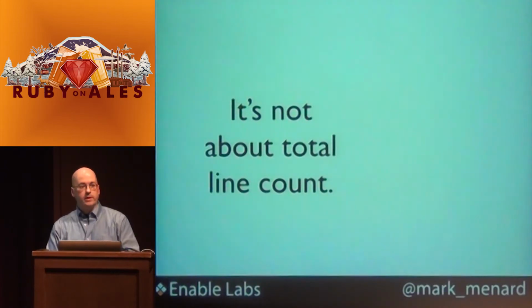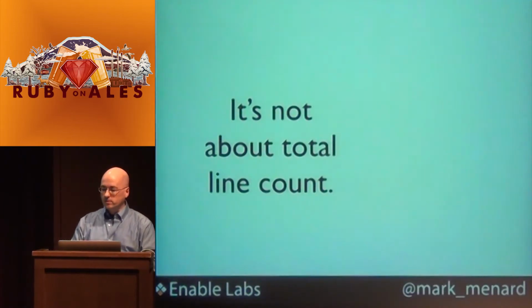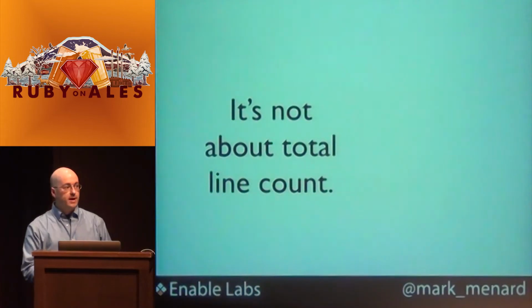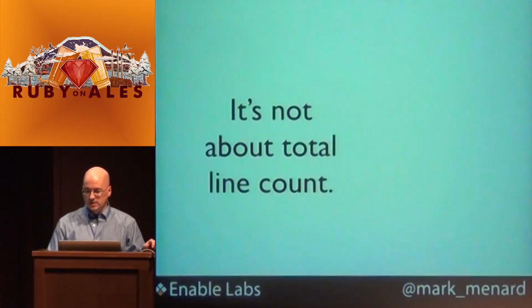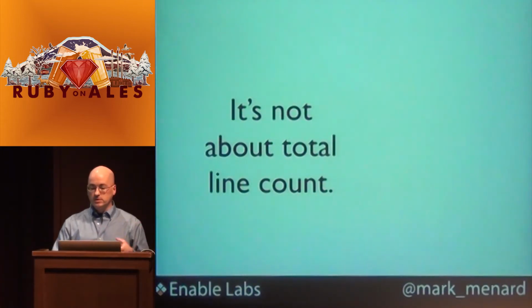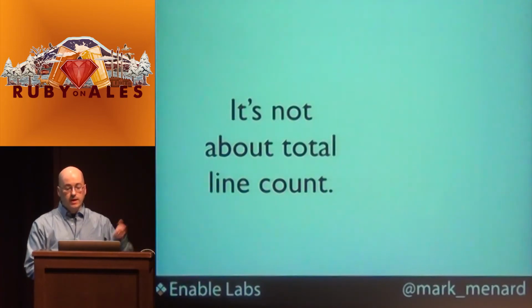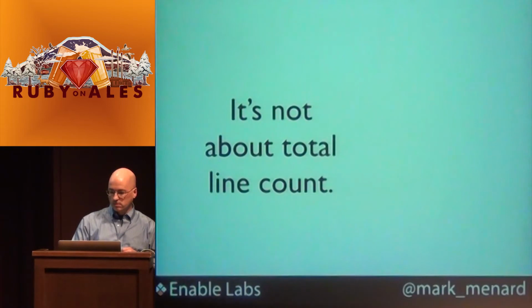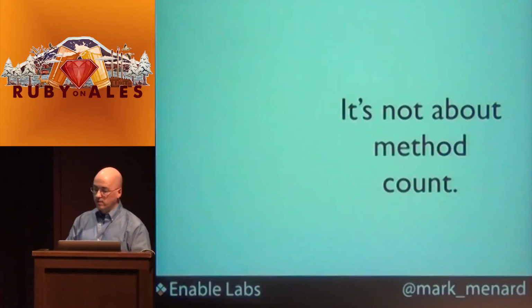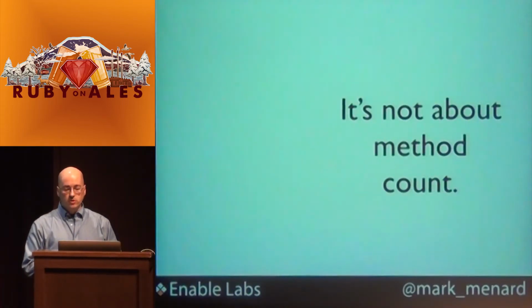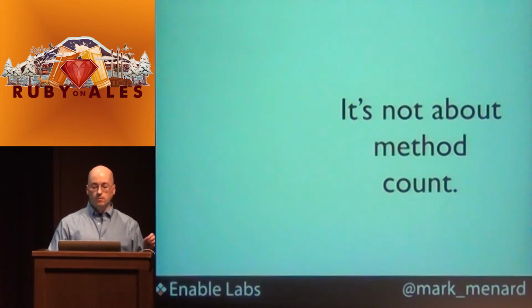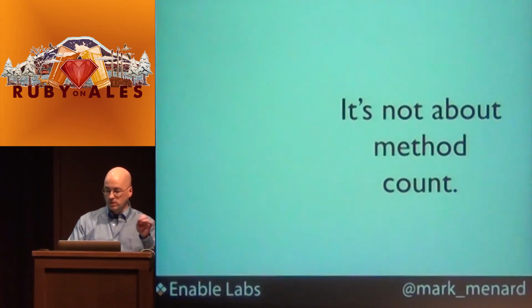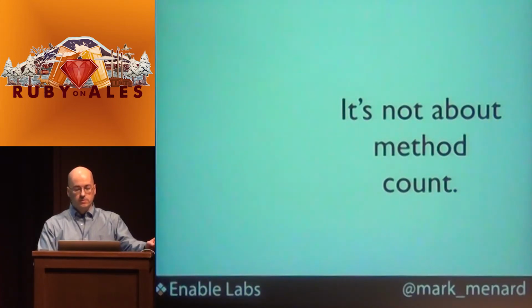It's not about total line count. Well-designed code typically has more lines of code than badly designed code. The simple overhead of declaring methods and declaring classes is going to actually raise the line count in what I consider small code. It's not about method count. You will almost surely have more methods in well-designed code than you will in badly designed code.